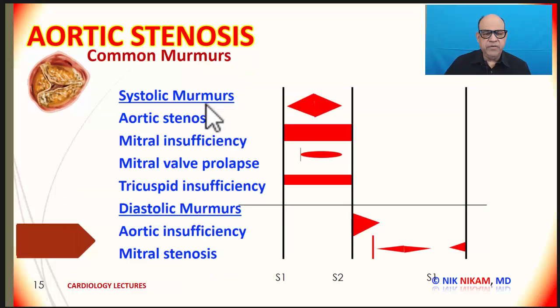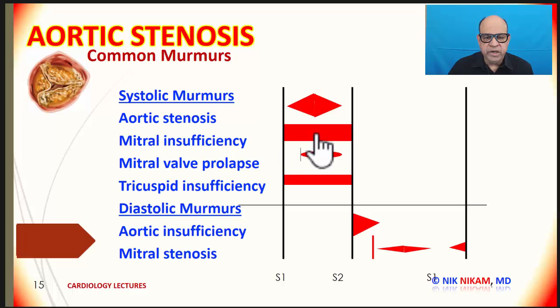Just to give you a crash course on systolic and diastolic murmurs in cardiac patients, here we have the diamond-shaped ejection systolic murmur, which is seen in patients with aortic stenosis, HOCM, supravalvular and subvalvular aortic stenosis, and pulmonic stenosis. We have the holosystolic murmur, which is seen in patients with mitral insufficiency.